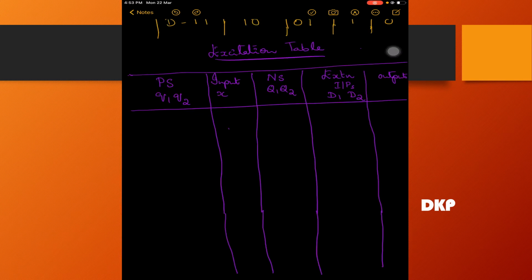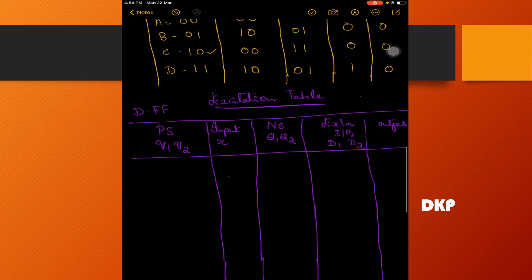The next step is to write the excitation table. In order to write the excitation table, we have to choose which flip-flop we are going to use here. Here I have chosen D flip-flop, and in the excitation table we have to write the present state, input, next state, excitation inputs, and the output. So the present state is represented with small letters q1, q2, the input with x, and the next state with capital letters Q1, Q2, and the excitation inputs as D1, D2, and then the output.